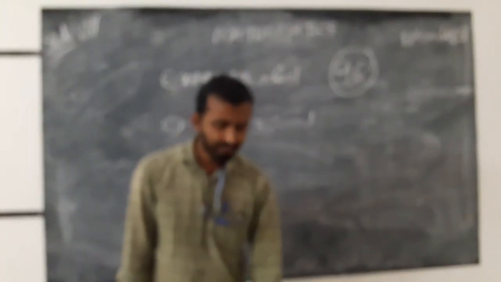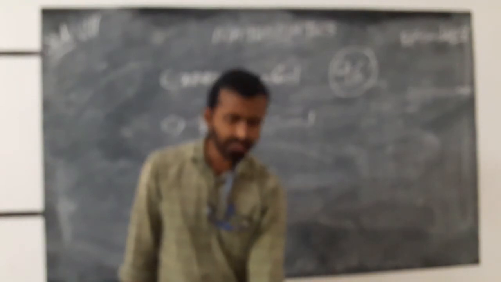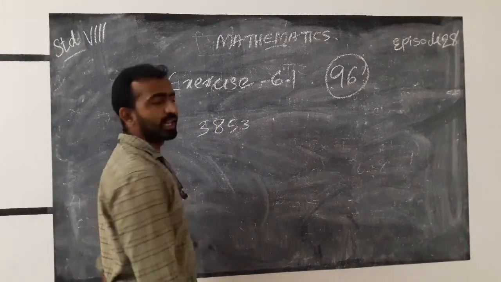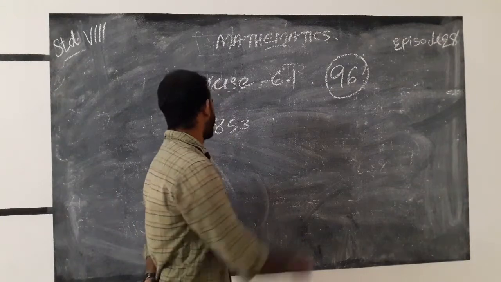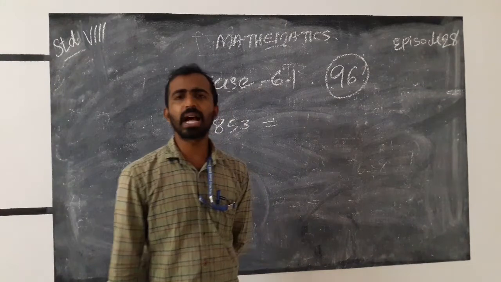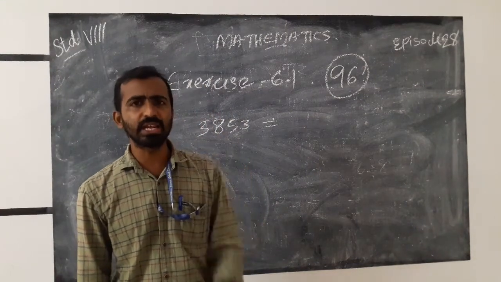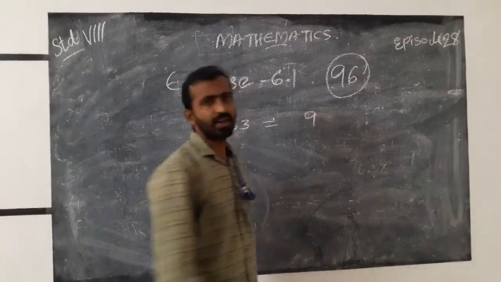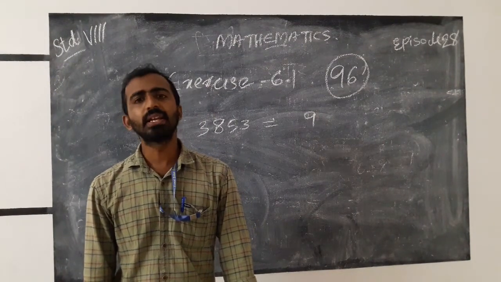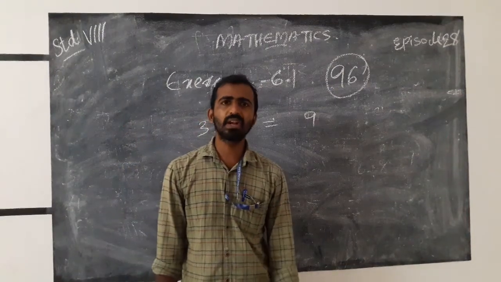And next, fourth one is 3,853. That is, we get unit place is 9. Because when we take the square of 3, we get 9. We get 9. Is it? Yes. And next is, what is next?